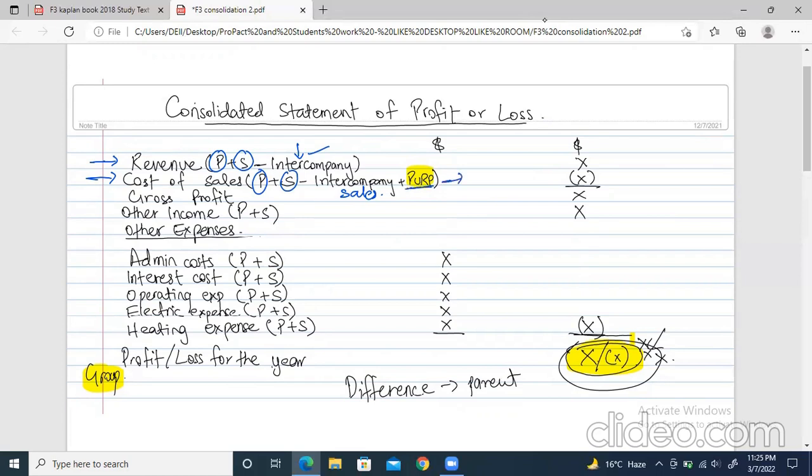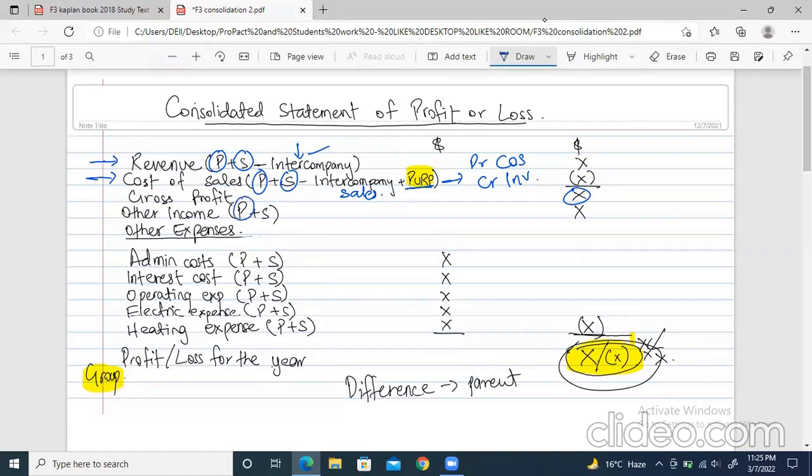For unrealized profit, if you remember, we had the double entry that I told you yesterday. Debit we do cost of sale, and credit we do inventory, because we have to take it out from both sides, and it has an equal effect. That's why we deducted it in inventory, and now we are adding this in the cost of sales. Okay, and then we have the gross profit. Now, any kind of other income like rent received, interest income received, dividend received, any kind of income is written here, and that is also simply parent plus the subsidiary. So nothing special here.